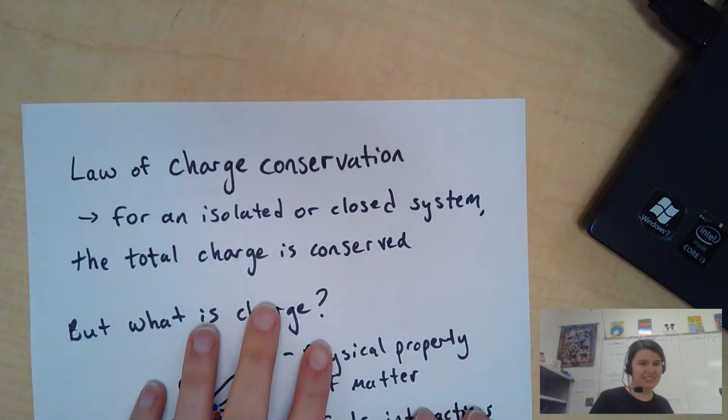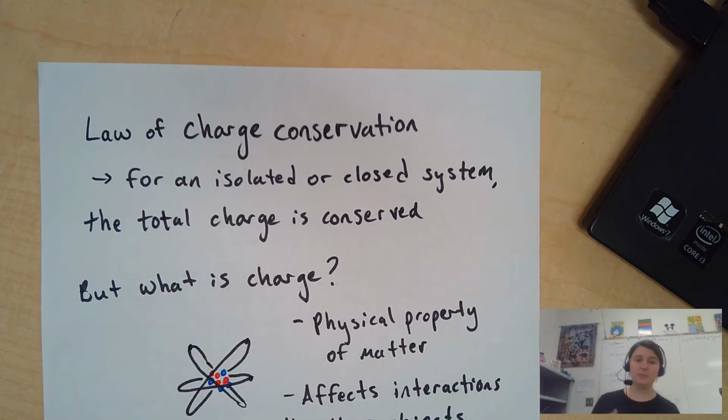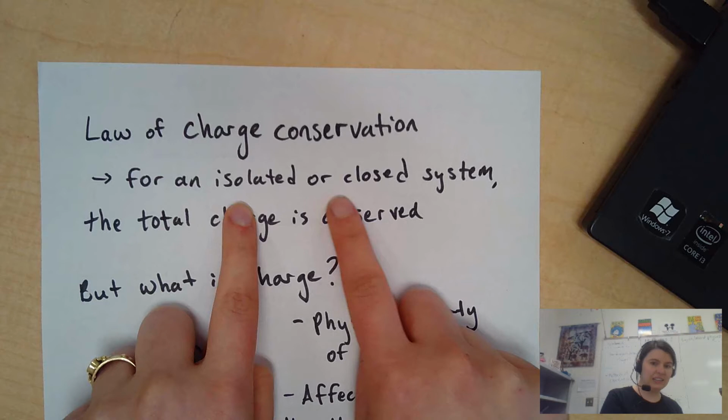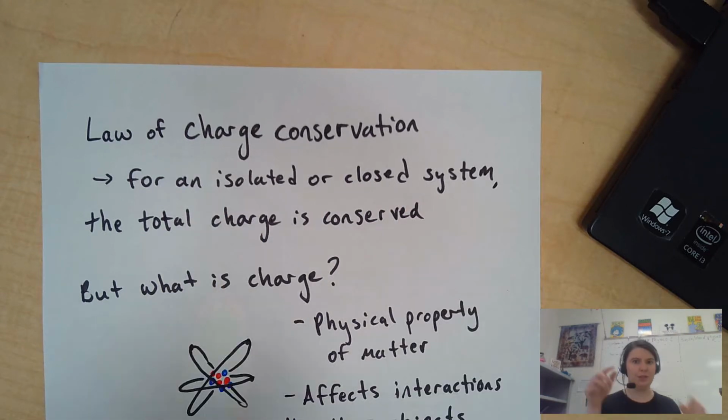And so we're actually going to start this video on charge with our 4th and final law of conservation, which of course is the law of charge conservation. For an isolated or closed system, the total charge is conserved. Once again, we have this isolated and closed system language, very important when we're talking about conservation. It means that there's just nothing external interfering with the system. This is going to be really helpful for topic 9 when we get there.